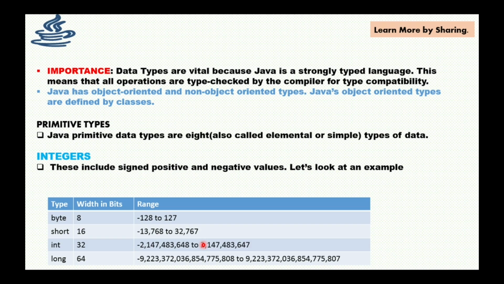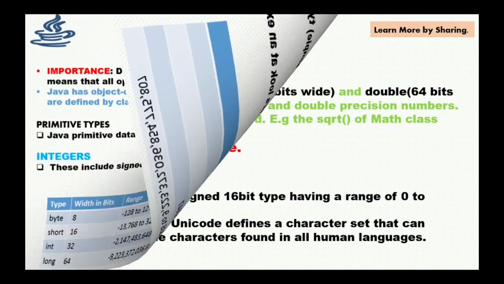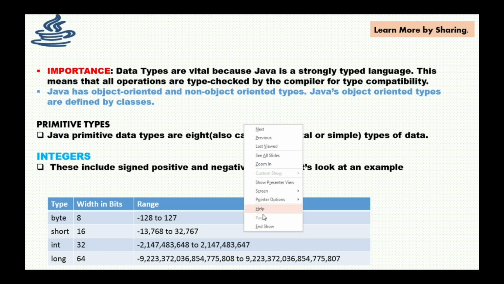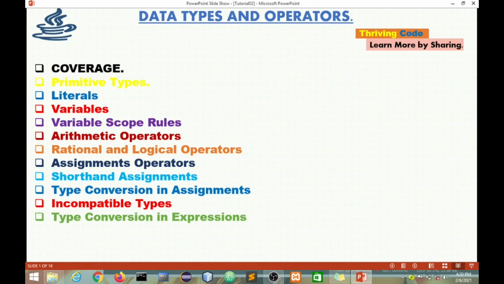So from here we know that if you want to work with, for example, adding 2 plus 2, in Java you have to use types, or you declare variables. Let's consider an example.